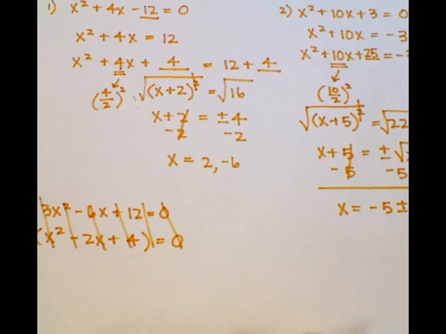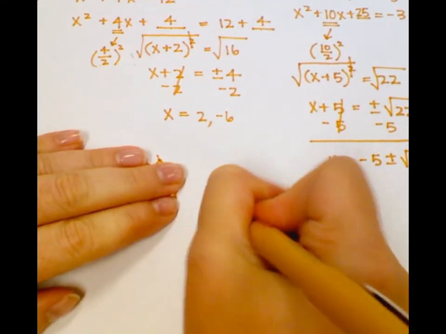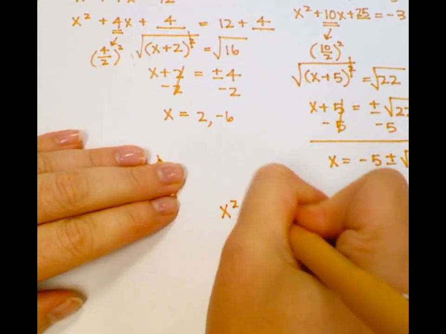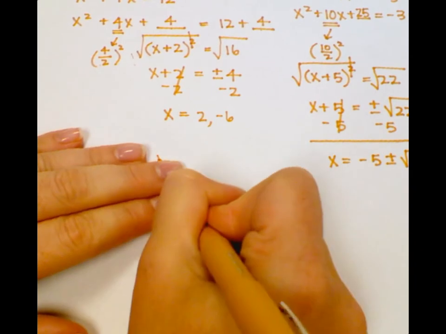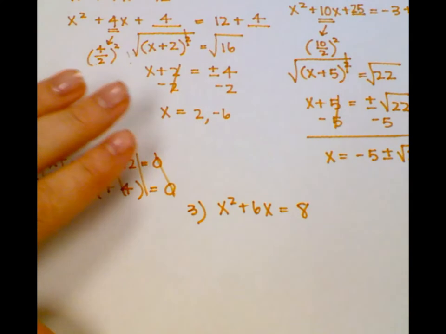Let's see, we're at 6 minutes. Should we try another easy one? Yeah, let's try x squared plus 6x equals 8. Okay, so this is our number 3. We're not going to look at this one. This is kind of like tomorrow's.